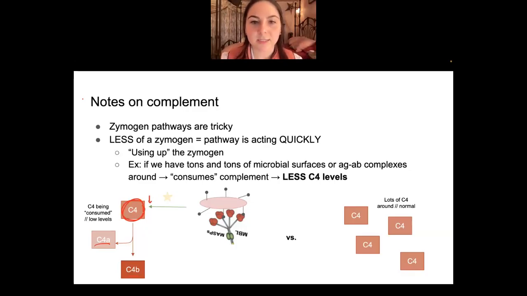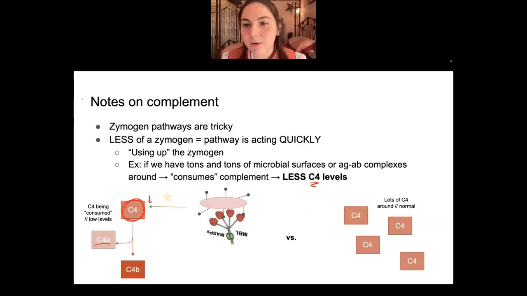So for example, if we have tons and tons of microbial surfaces or tons and tons of antigen antibody complexes, you're going to consume complement. And when you're consuming complement, you're going to have really, really low levels. They usually always look at C4. Technically, they can look at C2 or C3, but for lab tests especially, they always tend to look at C4. I think it's because it can get activated by the lectin pathway or by the classical pathway.